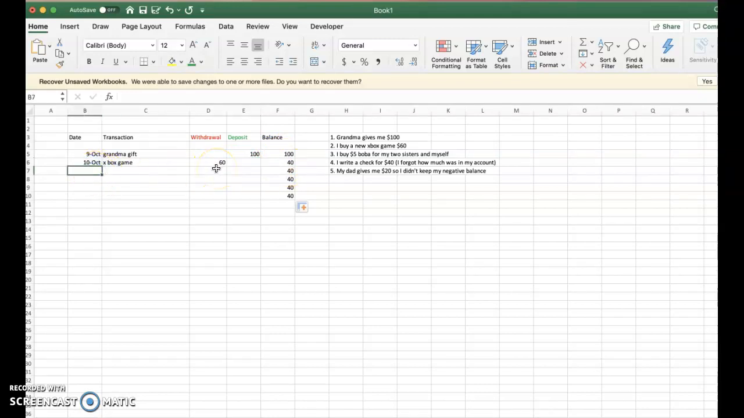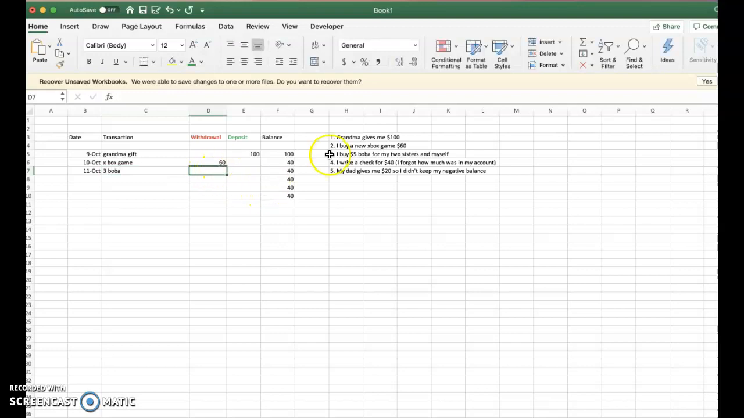So next line, let's say this is October 11th, right? I go and I buy boba for my two sisters and myself. So what I'm going to actually write this as is when you have to pay your employees, right? You're not just paying one, you have to pay all of them. So I told you pay your employees $2,100 each. So you have to think about how many employees you have, how many people in your group. So this is about 3 boba.